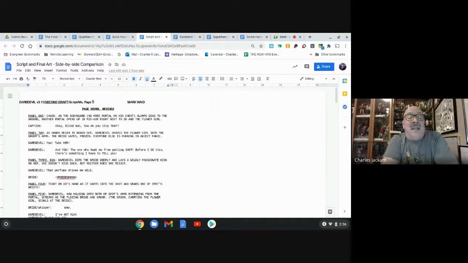Now, here's an example of a script page from a comic book. In fact, this is a side-by-side comparison. You'll notice that there is a header at the top of the page. Daredevil, Volume 3, Issue 1. This is his second draft. He's outlining, he's letting you know this is the script, and this is the master script, page 9. And author's name, Mark Waid.